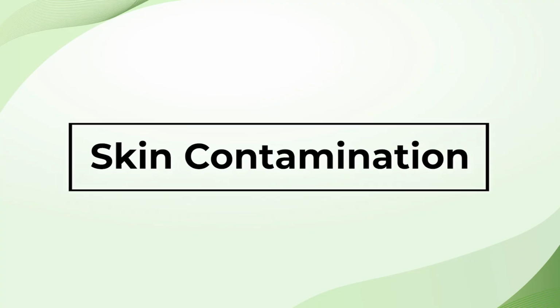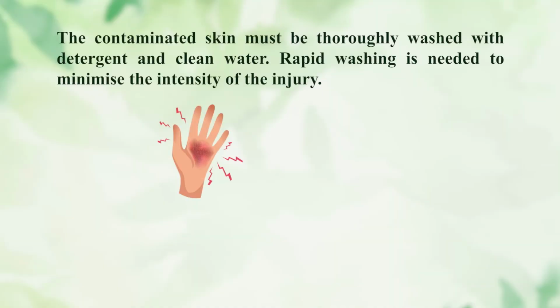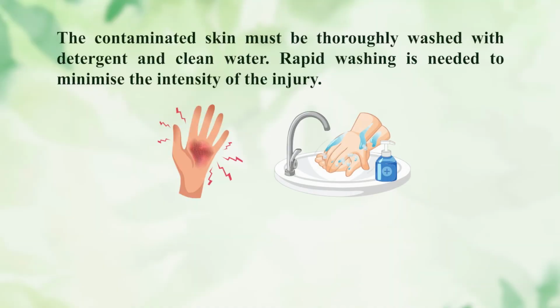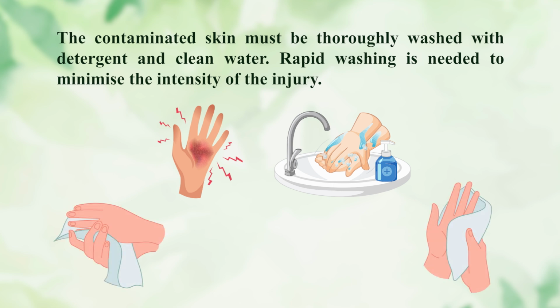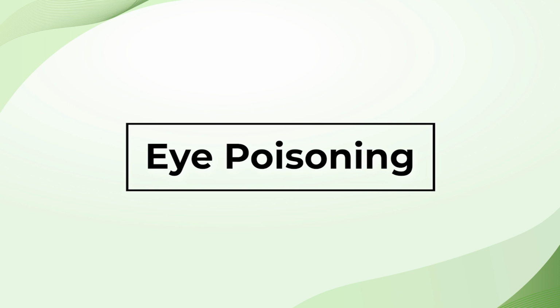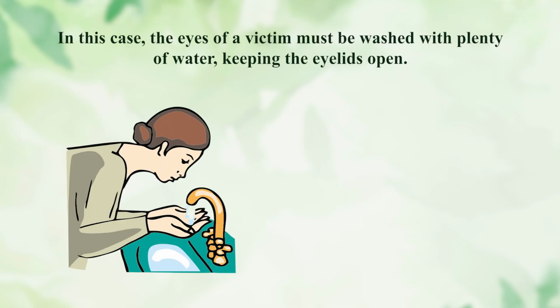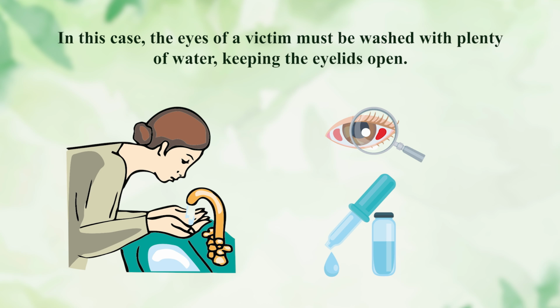Second, skin contamination. Contaminated clothes must be taken off immediately. If you feel itching or there is a smell of a chemical, the contaminated skin must be thoroughly washed with a detergent and clean water. Rapid washing is needed to minimize the intensity of injury. Third, eye poisoning. In this case, the eyes of the victim must be washed with plenty of water, keeping the eyelids open. A delay of a few seconds may intensify the extent of the injury. Immediate medical aid must be provided.